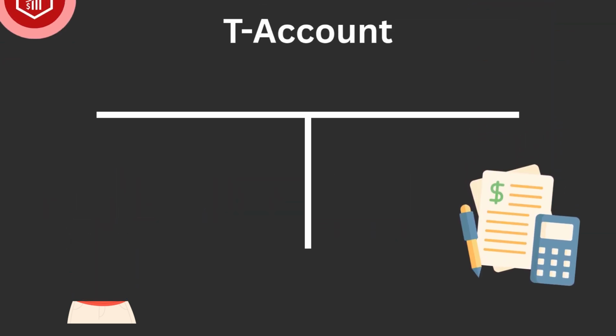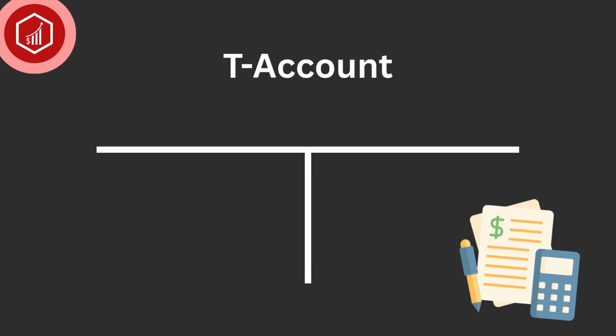So let's get started. What is a T account? A T account is simply a visual way to represent an individual account in your bookkeeping system. It's shaped like the letter T, which is where the name comes from. The left side of the T is called the debit side, and the right side is the credit side. Every time you make a financial transaction in accounting, it will affect at least two T accounts. One will be debited and the other will be credited. This format helps you easily see where money is coming from and where it's going, and it's especially useful for beginners who are trying to understand the logic of accounting entries.